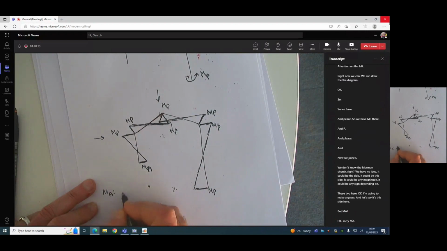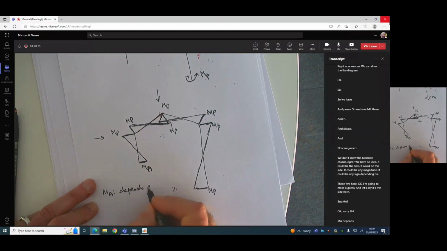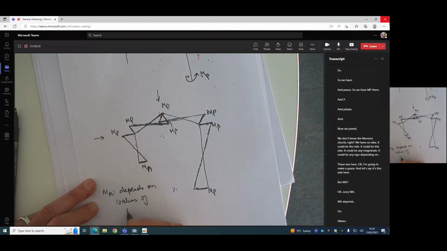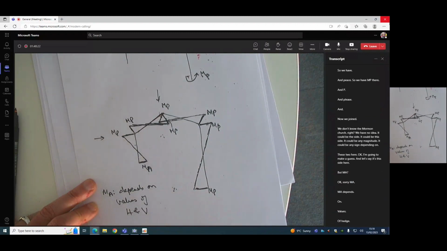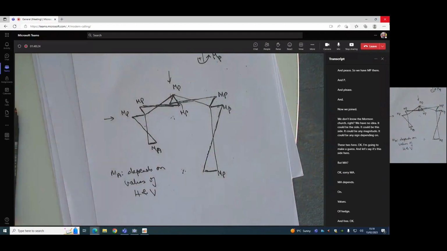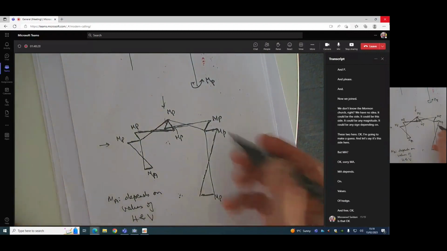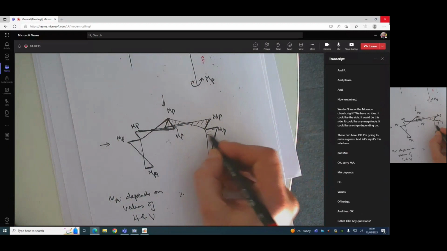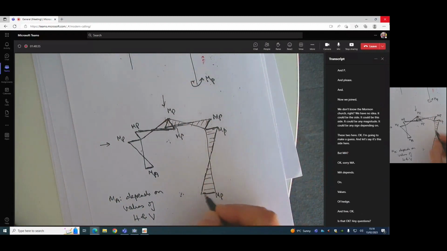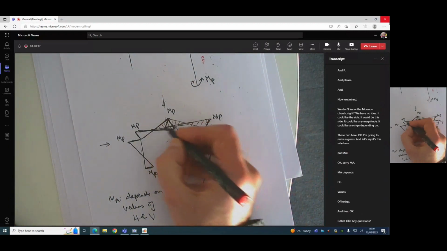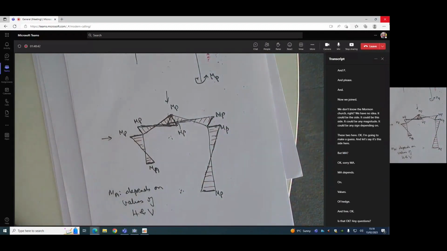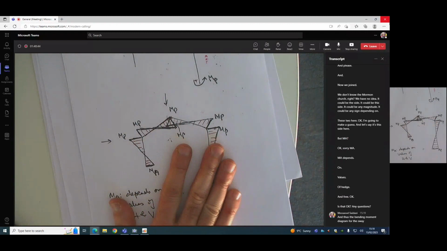MA depends on the values of H and V. Okay, is that okay? Any questions? And that's the bending moment diagram for the sway mechanism.